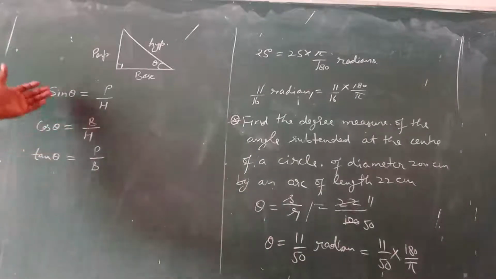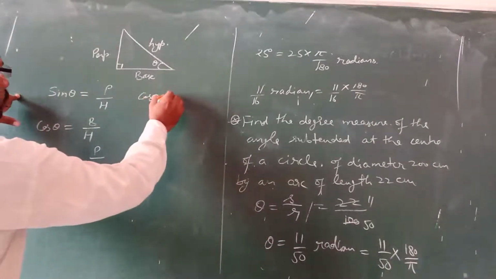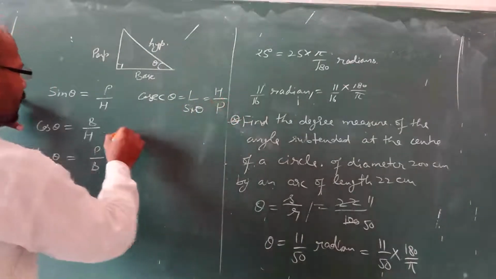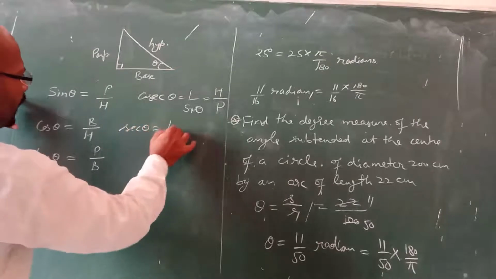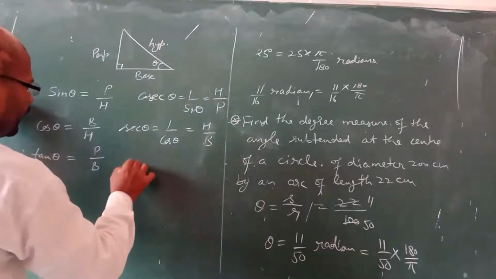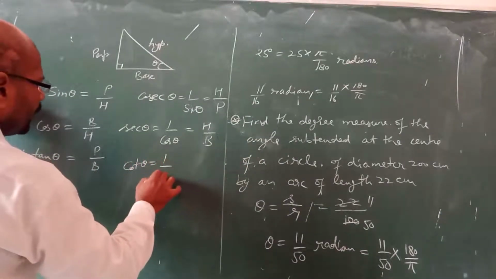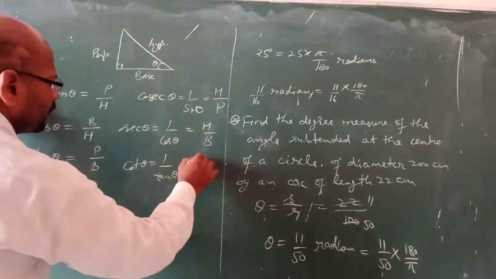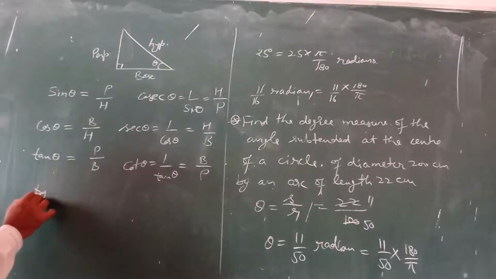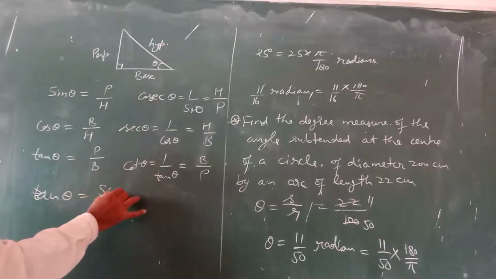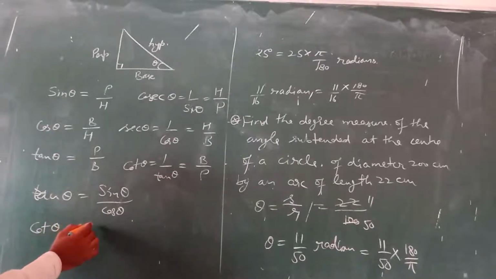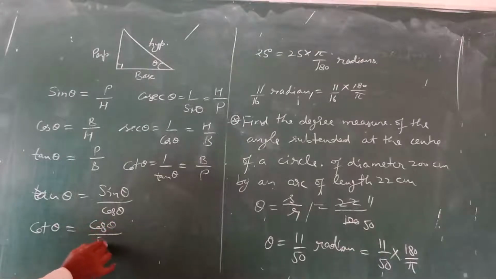By another, if we write cosec theta equals 1 upon sin theta, that is equal to h upon p. Sec theta equals 1 upon cos theta equals h upon b. And cot theta equals 1 upon tan theta equals base upon perpendicular. Also, tangent theta equals sin theta upon cos theta, and cot theta equals cos theta upon sin theta.